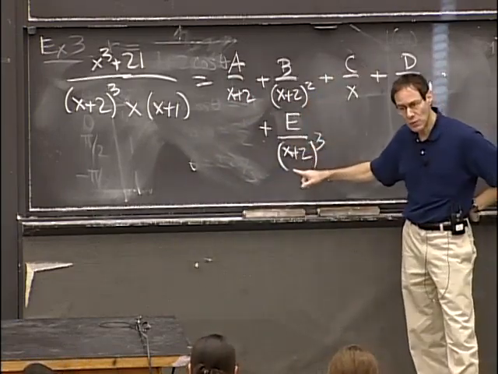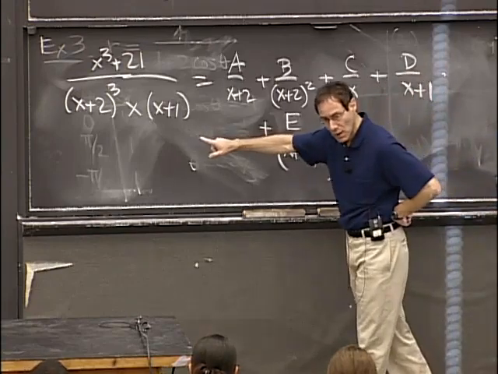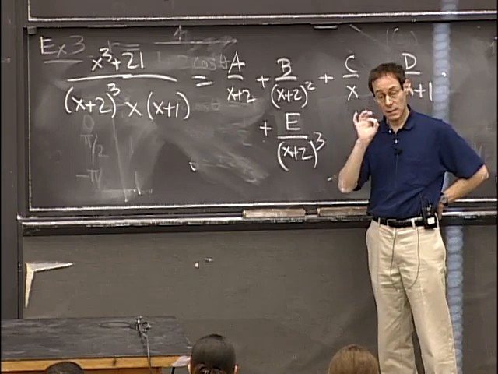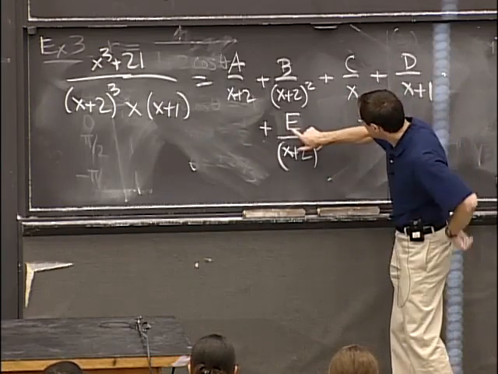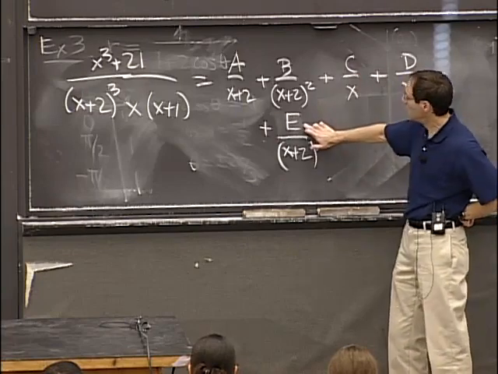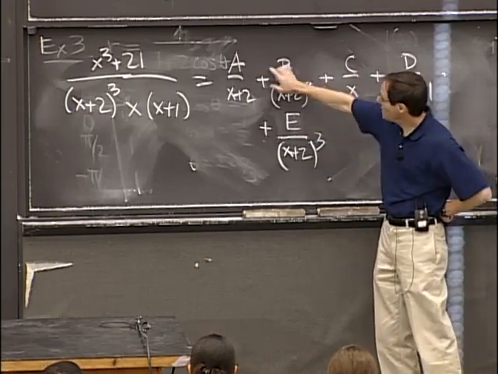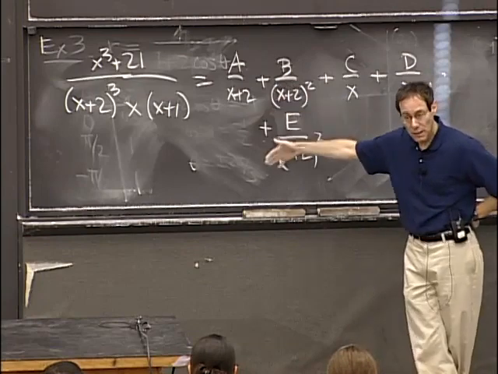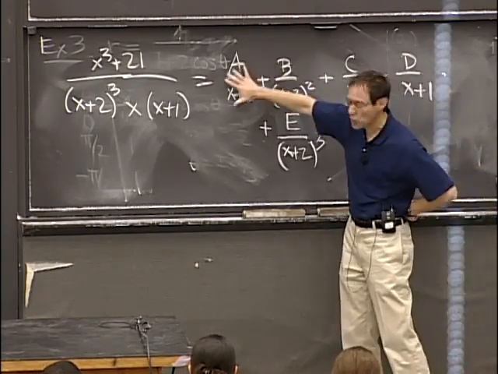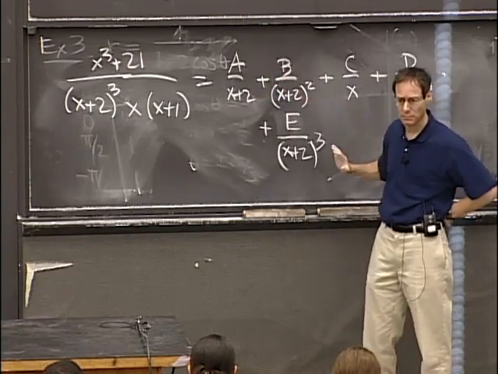The more repeated roots there are, the more repeated factors there are, the harder it is, because the ones you can pick off by the cover-up method is just the top one here and these two. So C, D, and E you can get, but B and A you're going to have to do by either plugging in or some other more elaborate algebra. So the more of these lower terms there are, the worse off you are.